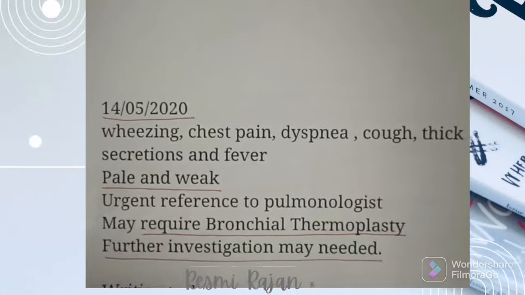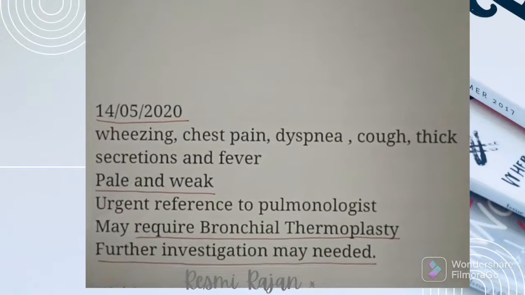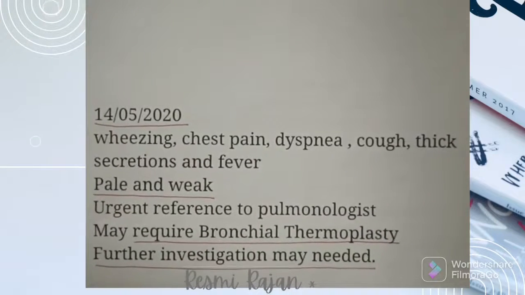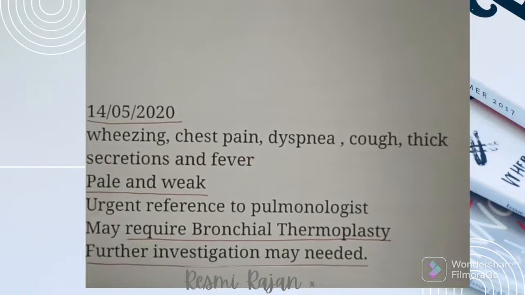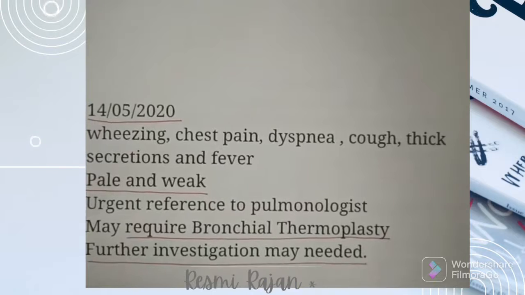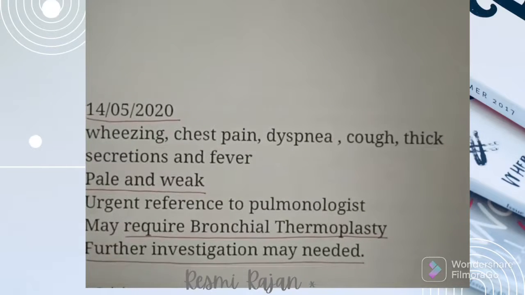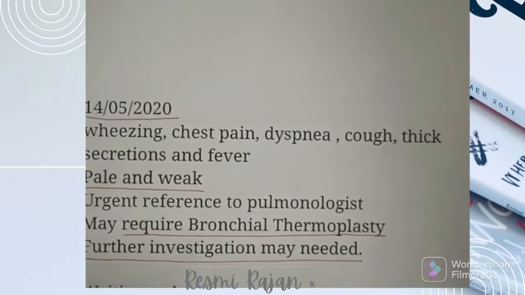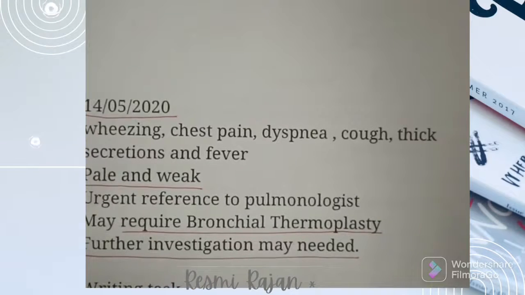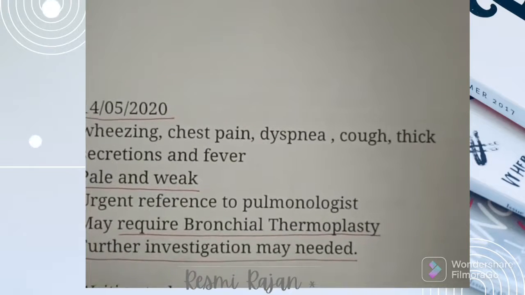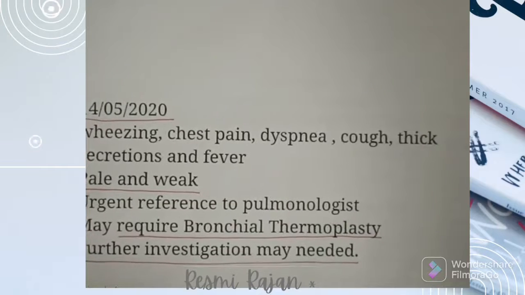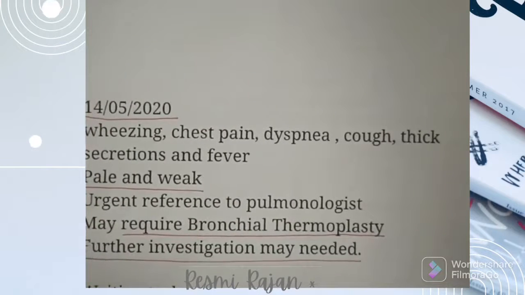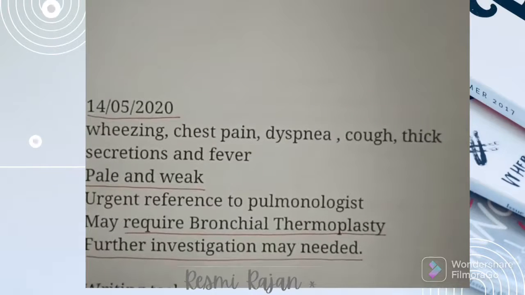This is today's presentation, 14/5/2020. Today the patient presented with wheezing, chest pain, dyspnea, cough and thick secretions along with fever, pale and weak. The urgent referral to a pulmonologist is essential. And there are some suggestions for the pulmonologist because he may require bronchial thermoplasty. And we are sending the patient especially for further investigation and proper management.